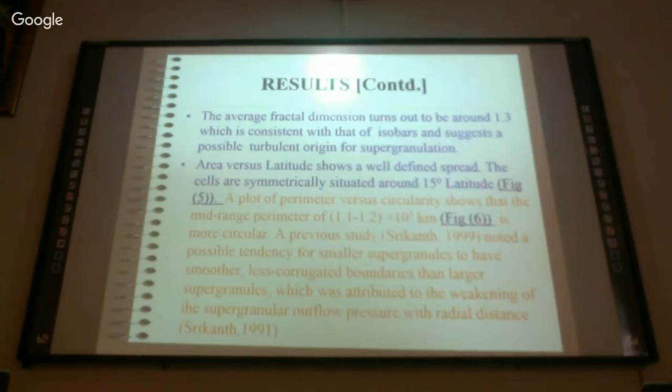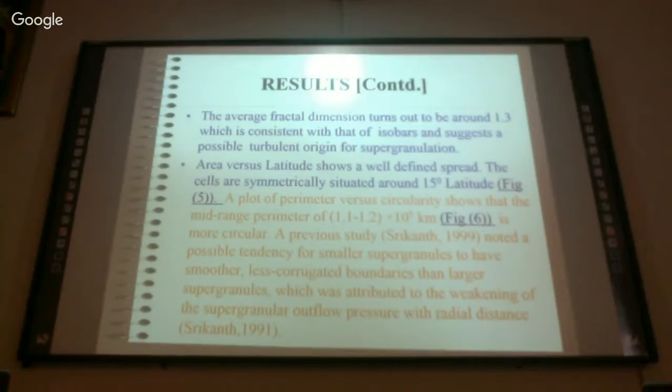The average dimension turns out to be around 1.3, which is consistent with that of isobars and suggests a possible turbulent origin of supergranulation. Area versus latitude shows a well-defined spread. The cells are symmetrically situated around 15-degree latitude. A plot of perimeter versus circularity also shows that the mid-range perimeter, 1.1 to 1.2 times 10 to the power 5 kilometers, is more circular.